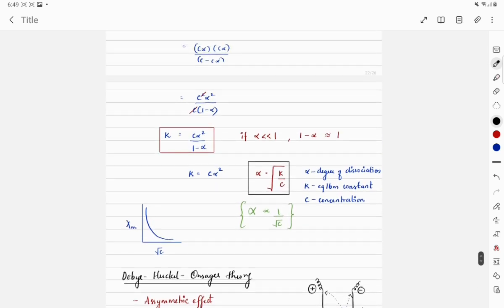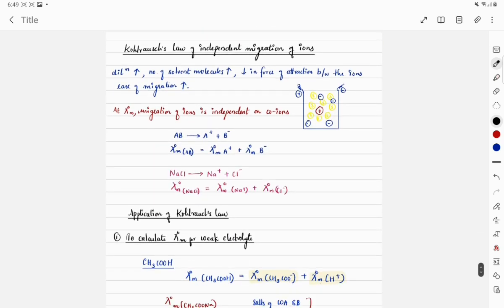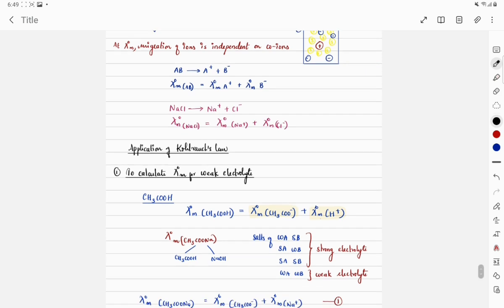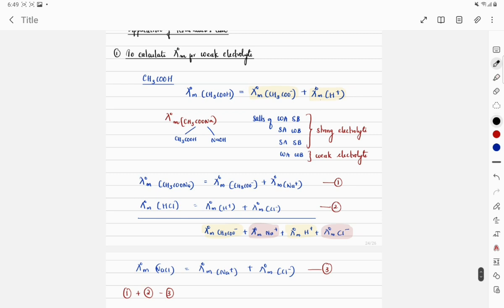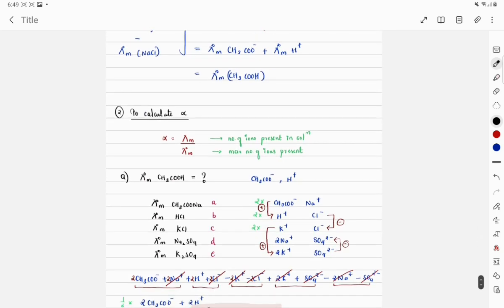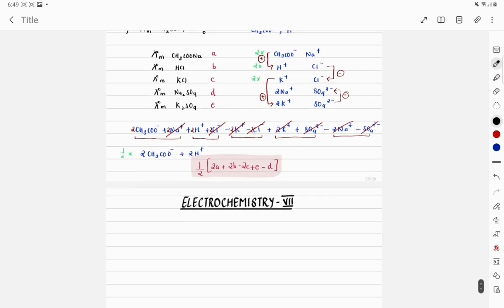But in case of weak electrolytes, any extrapolation will not give you the lambda 0 m value. So the law can be used to calculate the lambda 0 m value for weak electrolytes by using the known values from strong electrolytes. We will use a combination of ions to get the ions that we require, and we'll calculate lambda 0 m value for weak electrolytes. The second application was to calculate alpha by using the equation lambda m by lambda 0 m.